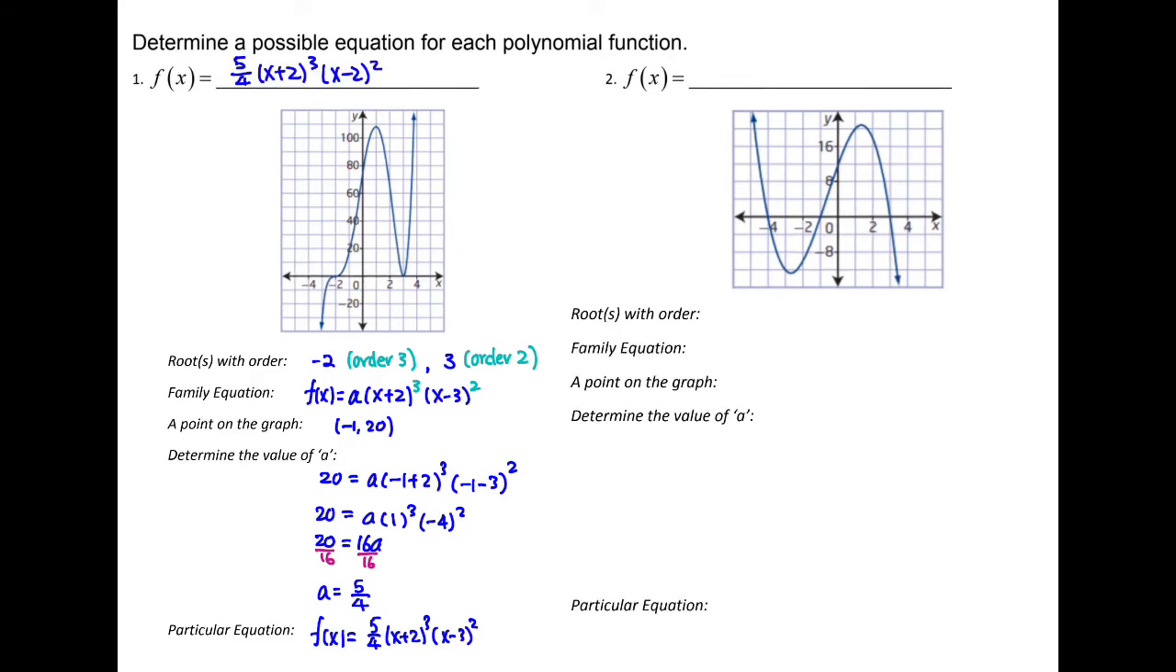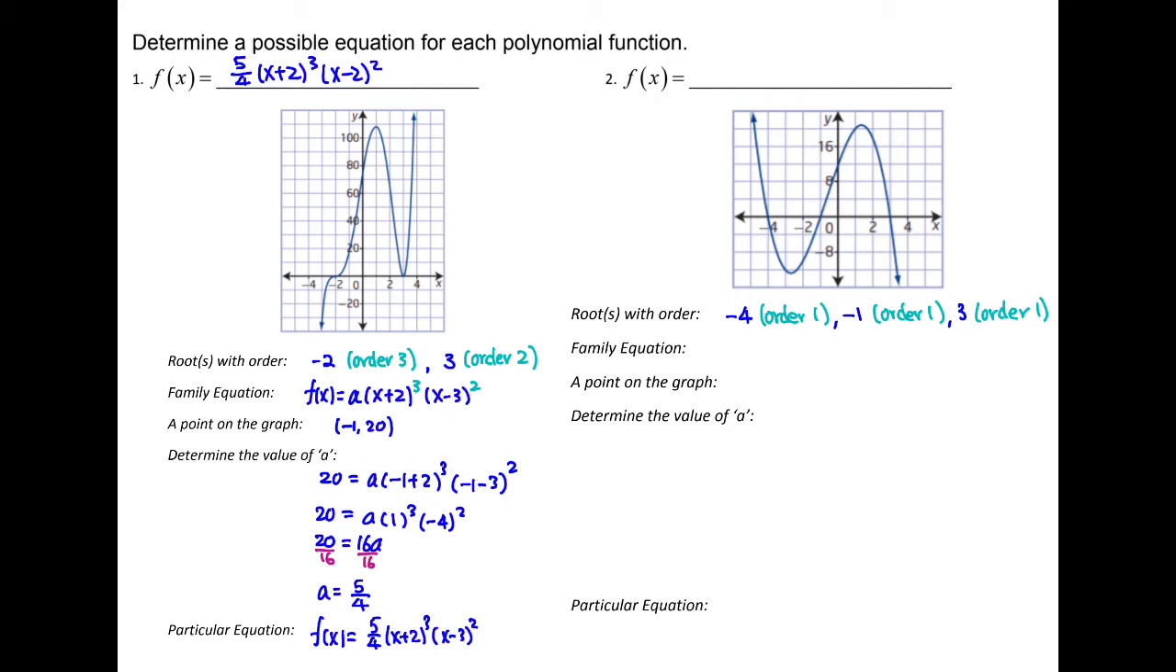Example 2. Let's find the equation again. Step 1, let's find all the roots. The roots will be at -4, -1, and 3. Then we look at the order of the roots. When the function goes through those roots, they all look like a straight line. A straight line here, straight line there, straight line there. That means all the roots have an order of 1.